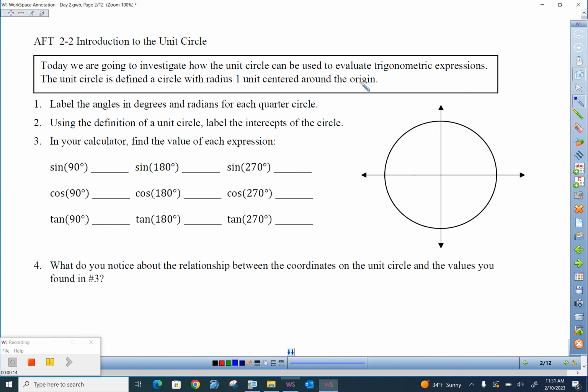What I'm going to have you do here to start out with is follow the instructions on 1 through 3, and then answer question 4 based on what you came up with. Okay, so pause the video and try those now for me.